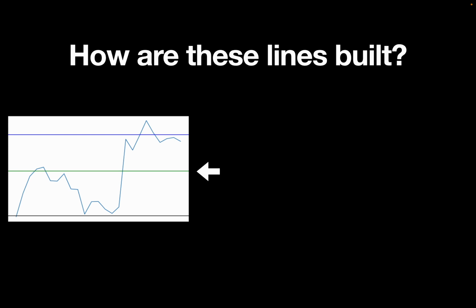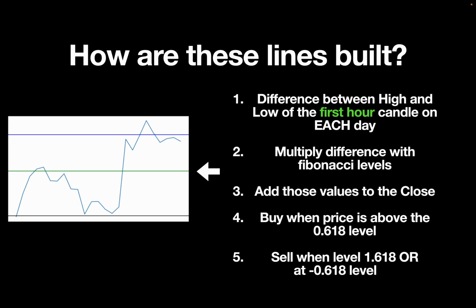And once again, how are these lines constructed? First, you calculate the difference between high and low of the first hour candle on each day. Then you multiply this difference with the Fibonacci levels. Then you add those values to the close. You're buying when the price is above the 0.618 level. This is this line. You're selling when you hit the 1.618 level or the minus 0.618 level.